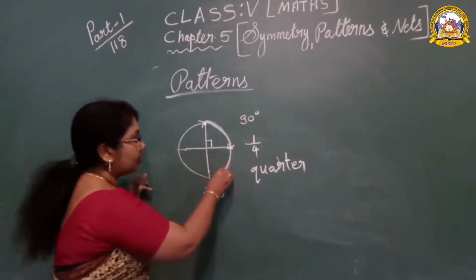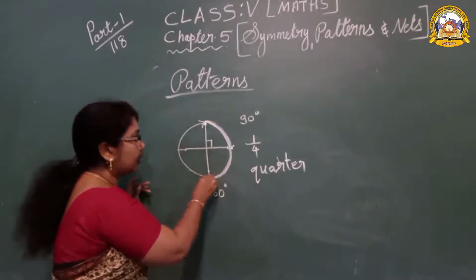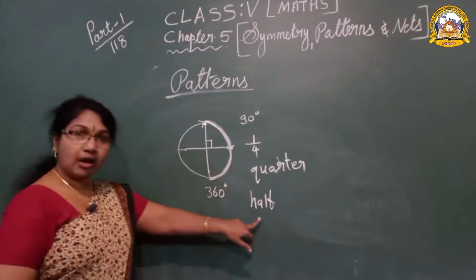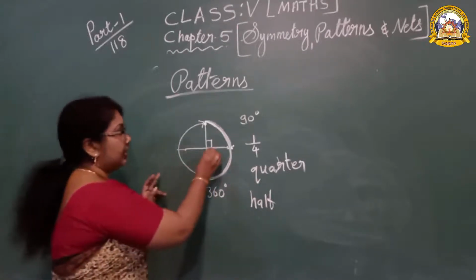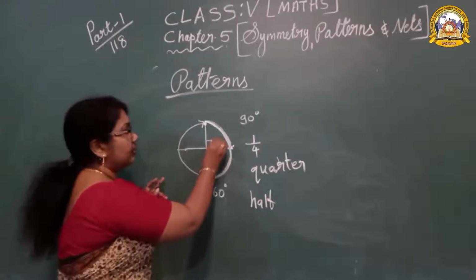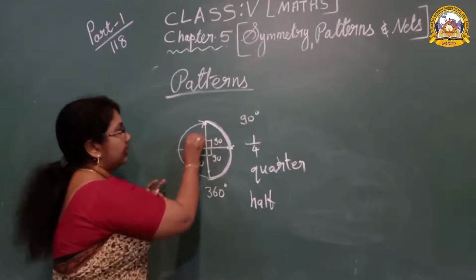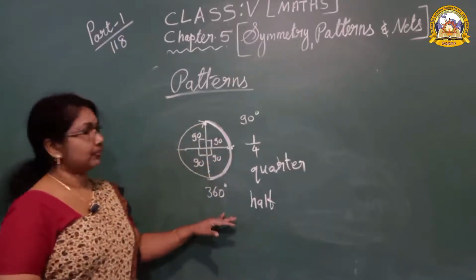Again from here to here. If it is rotating directly from here to here, it is a half rotation. What is it, students? Half rotation. That means 180 degrees. Here again it is also 90. Here 90. It is also 90. 90. Four 9s are 36, so 360 degrees.